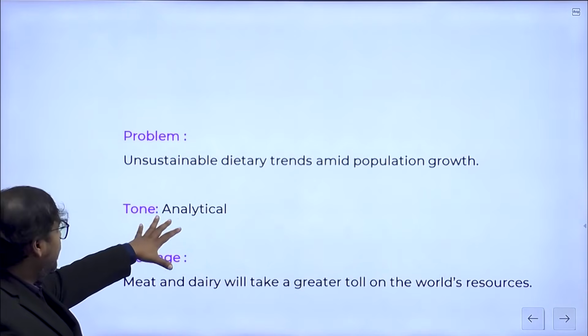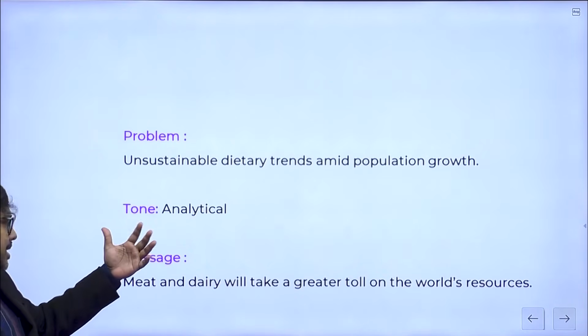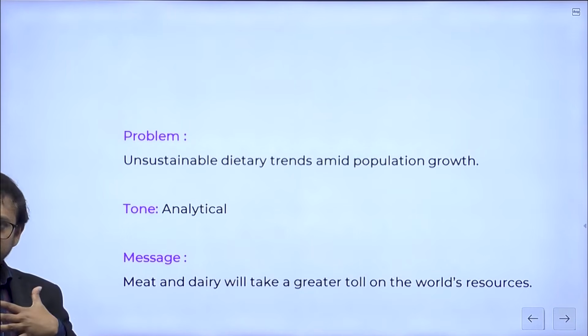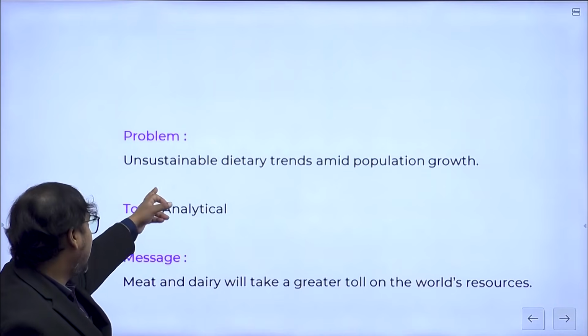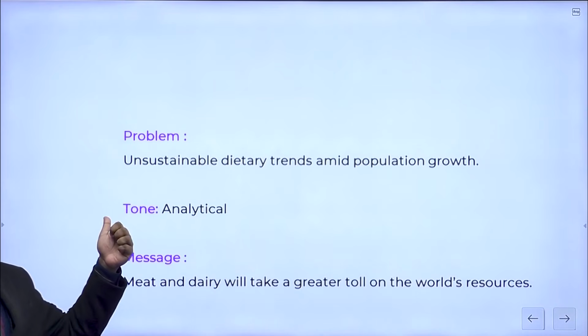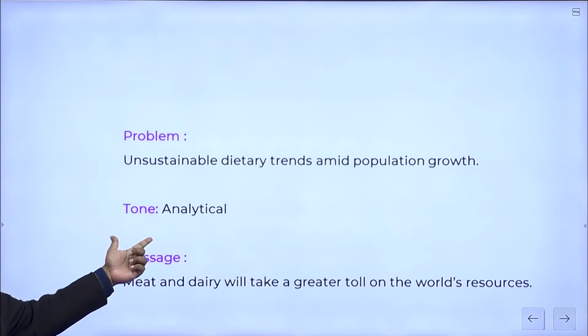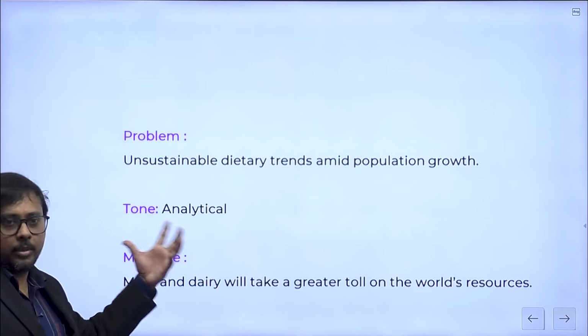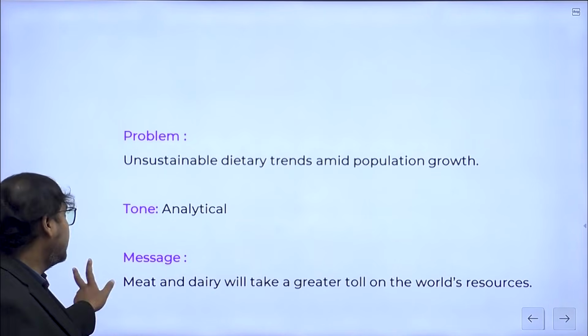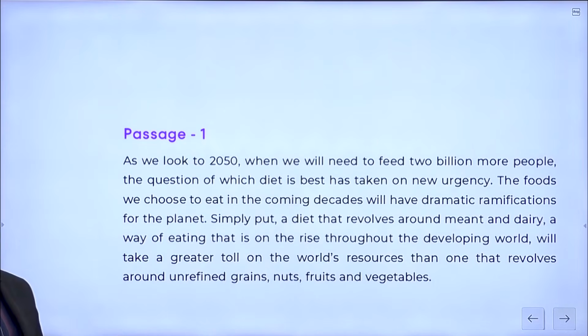So it is analytical, in the sense that it is cautionary and in the form of prescriptive. We can have unsustainable dietary trends, I mean population growth, as the problem, right? The message is that meat and dairy will take a greater toll on the world's resources. We can have this as the message which the author is trying to communicate. Before we go there, how did we come to that?